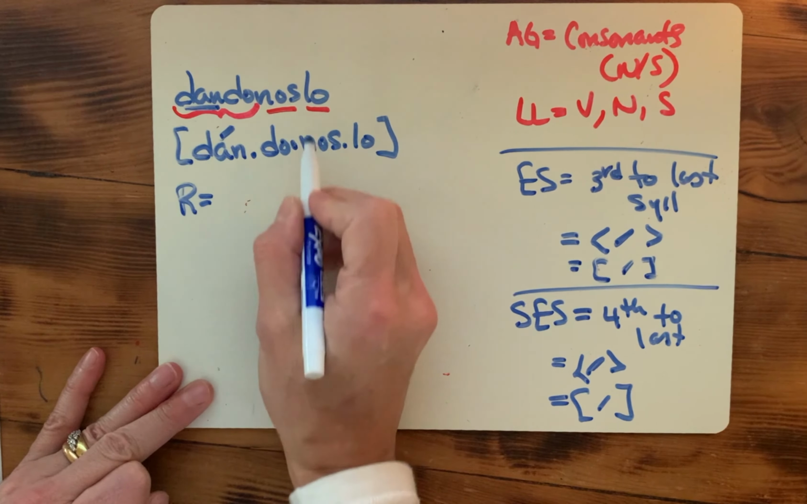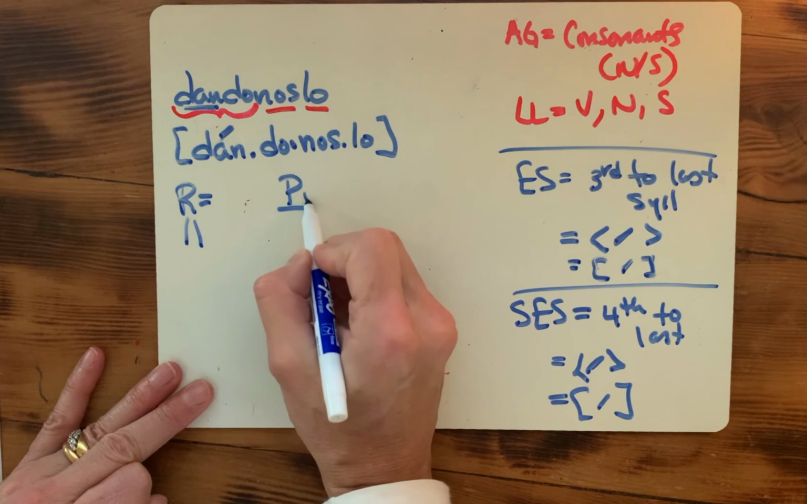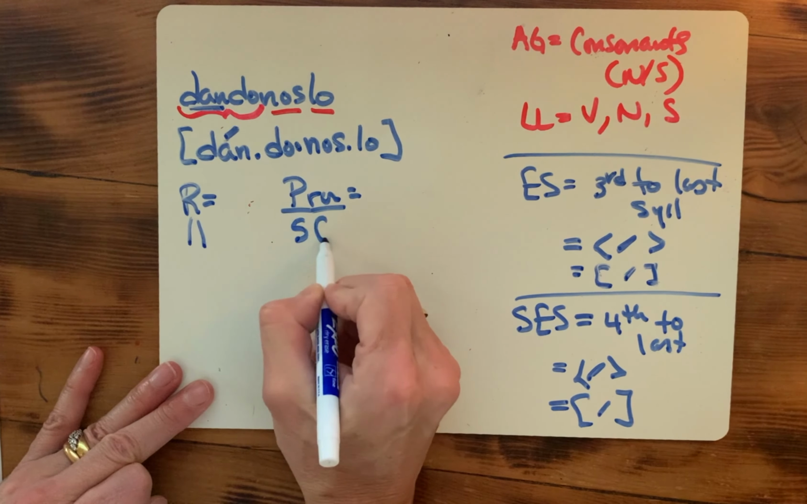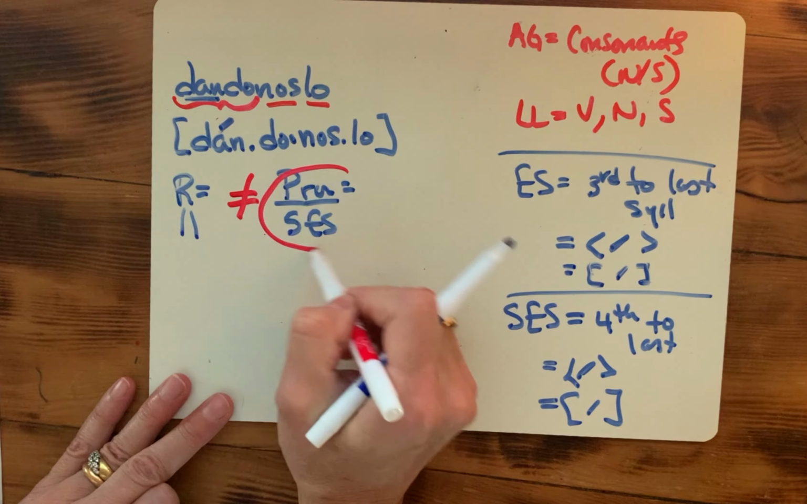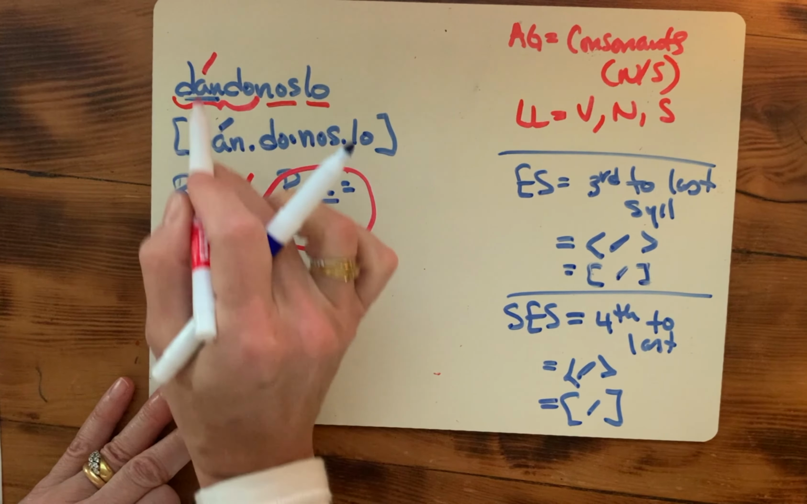Because it ends with a vowel, it should be a llana. Pronunciation says, the way I have it stressed, is a sobre esdrújula. Since they don't match up, we're going to put the stress where the pronunciation says. So you'll see here, both words have a stress.